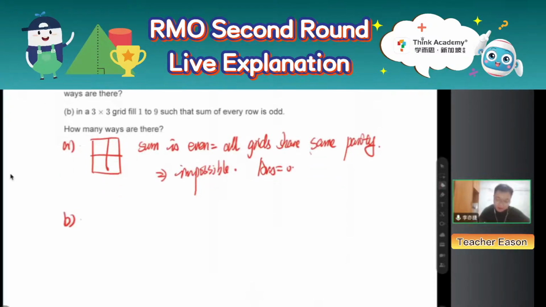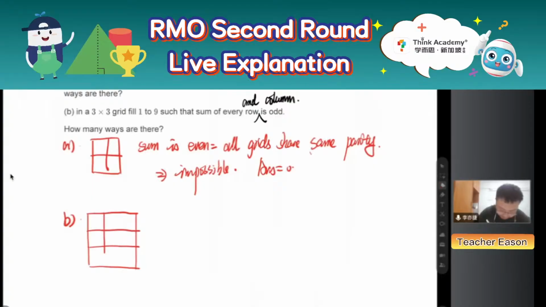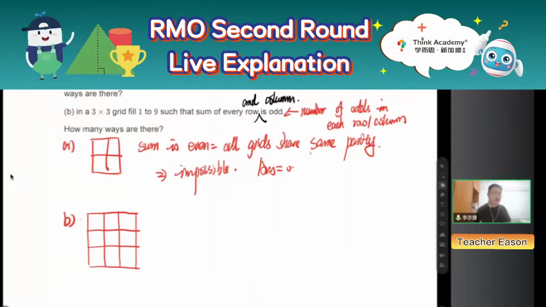The second part, we want to fill 1 to 9, with the sum of every row and column odd. That's all. Right. So how many ways are there? So this question actually, because we know that the sum being odd or even is only relevant to the number of odd numbers in each row and column. And which value is this odd number doesn't matter. It could be anything.